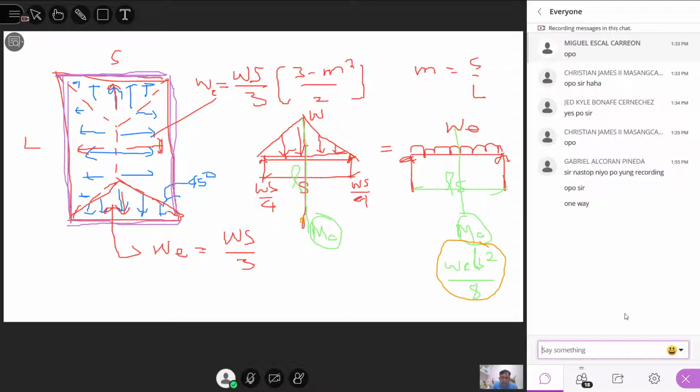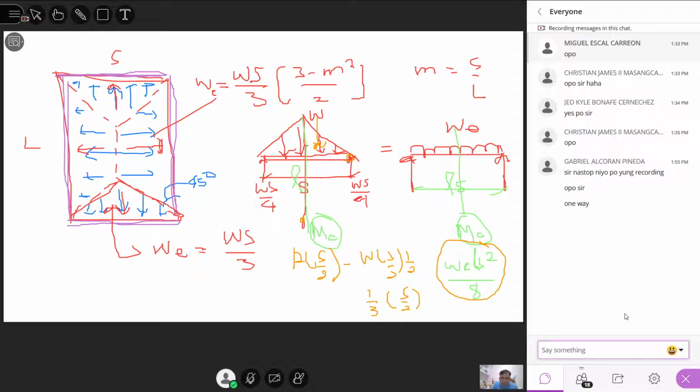Now, what is the moment at the center here? Of course, the moment at the center will be equal to the reaction times S over 2. So this is now the reaction in that direction minus the centroid of this triangular load, that will be equal to W multiplied by S over 2 multiplied by 1/2, the triangular, multiplied by the moment arm. What is the moment arm? 1/3 times S over 2.